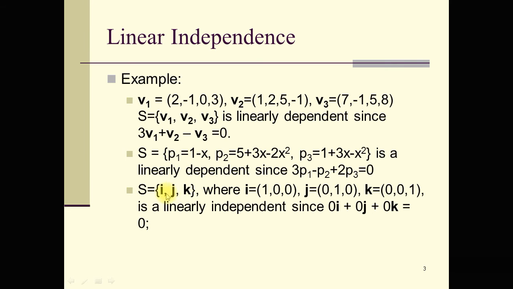Now another set of vectors. This is a set S, and set S contains the vectors i, j, k. So we know that i is equal to 1 0 0, j is equal to 0 1 0, and k is equal to 0 0 1. In this example, the set S is linearly independent because 0i plus 0j plus 0k is equal to 0. In this case the scalar k1 is 0, k2 is 0 and k3 is also 0. So the system has only the trivial solution, so the vectors i, j and k are linearly independent.